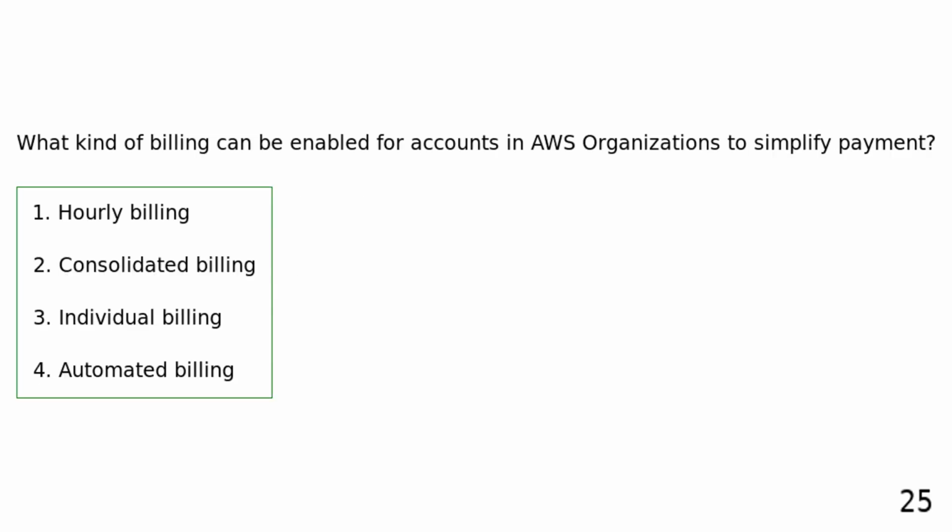What kind of billing can be enabled for accounts in AWS Organizations to simplify payment? Hourly billing. Consolidated billing. Individual billing. Automated billing.